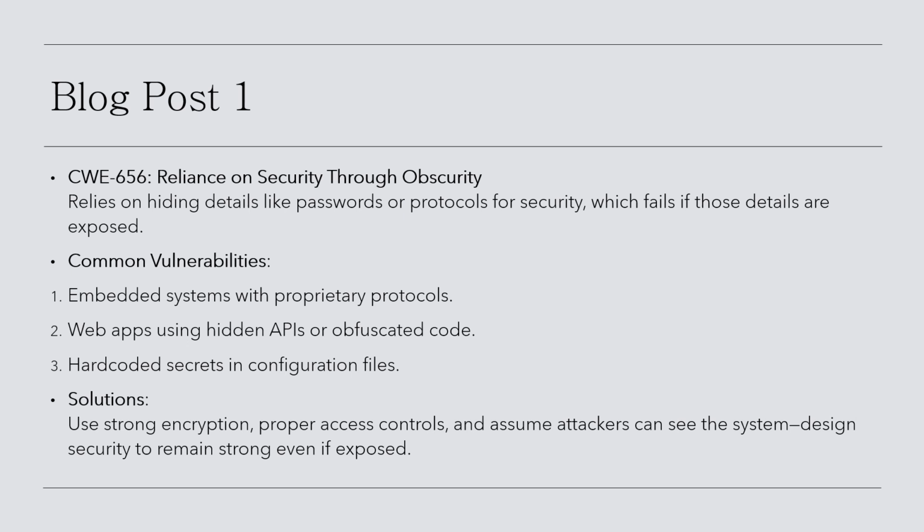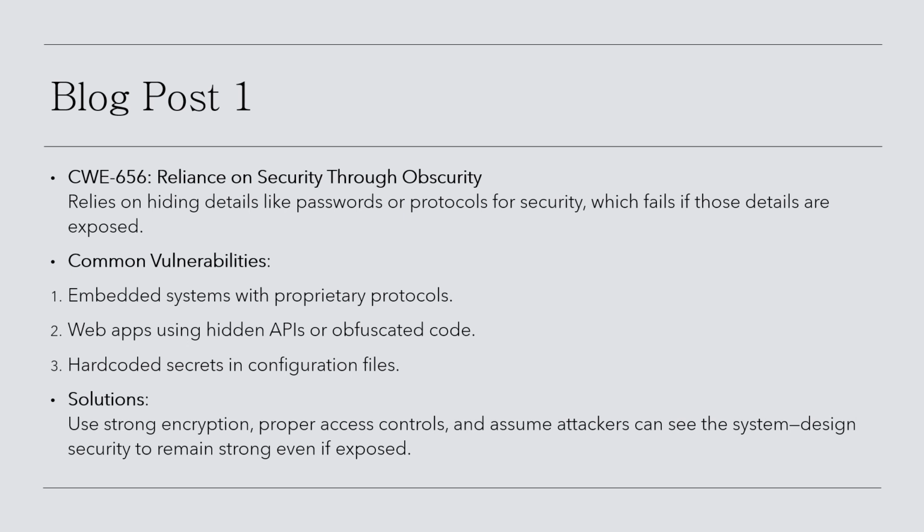CWE 656 commonly shows up in, number 1, embedded systems. Developers assume that attackers can't reverse engineer their proprietary protocols, but tools like debuggers make it possible. Number 2, web applications. Obfuscating JavaScript or hiding API endpoints might stop casual users, but skilled attackers can inspect code or network traffic. And lastly, configuration files. Hard-coded secrets like API keys or database credentials are easy to extract if not protected.